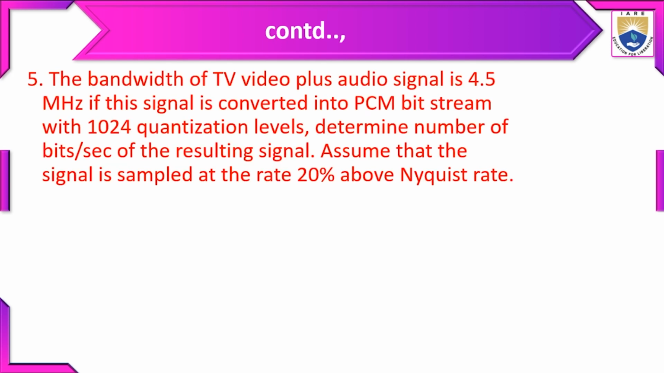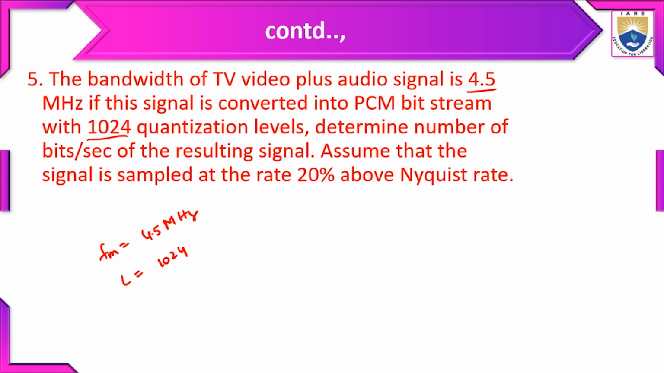Coming to the fifth one, the bandwidth of TV video plus audio signal is 4.5 MHz. If this signal is converted into PCM bit stream with 1024 quantization levels, determine number of bits per second of the resulting signal. Assume that the signal is sampled at the rate 20% above Nyquist rate. So here the given FM is 4.5 megahertz and L is 1024. Reference levels or quantization levels are 1024. So this is the given data.